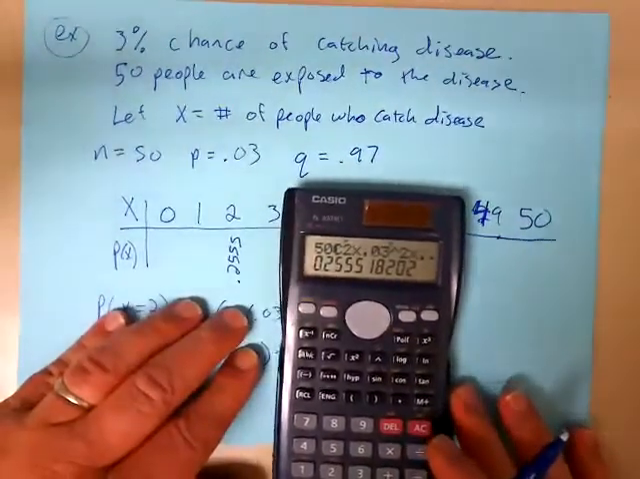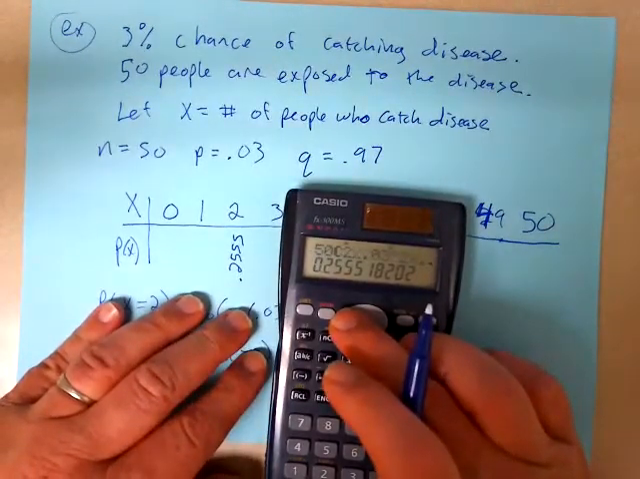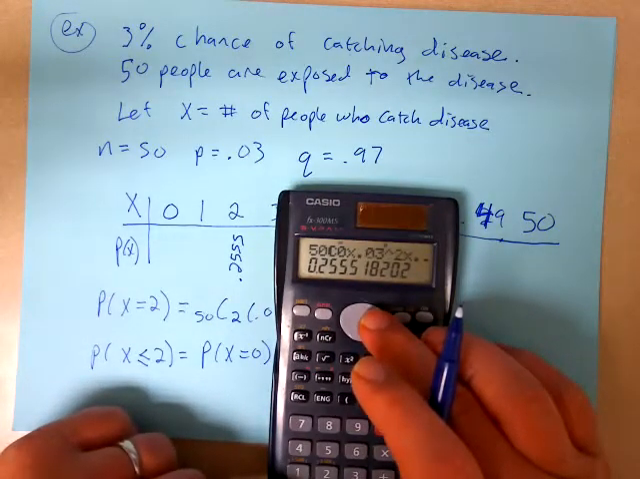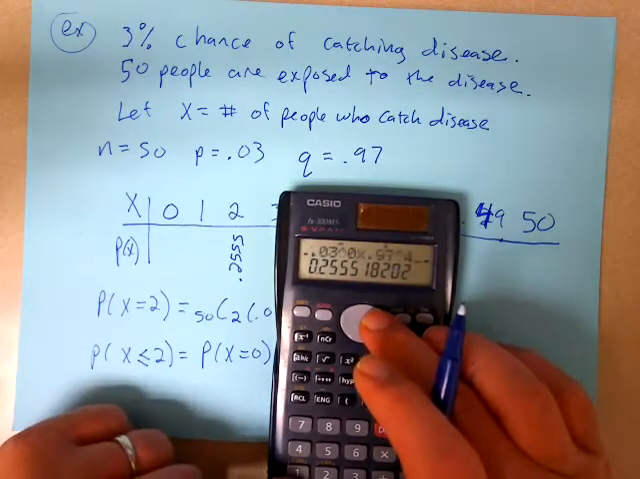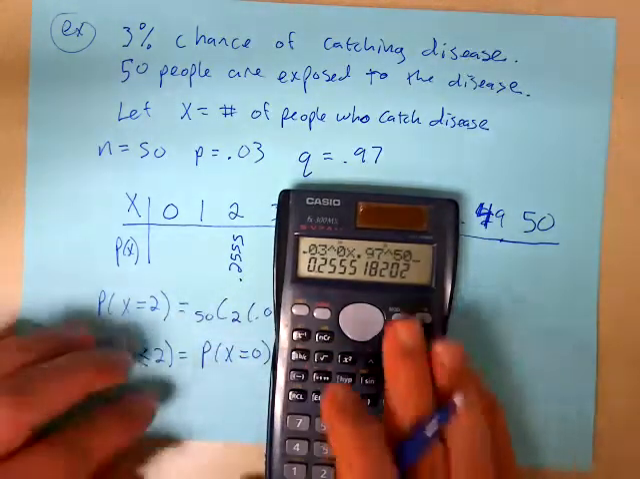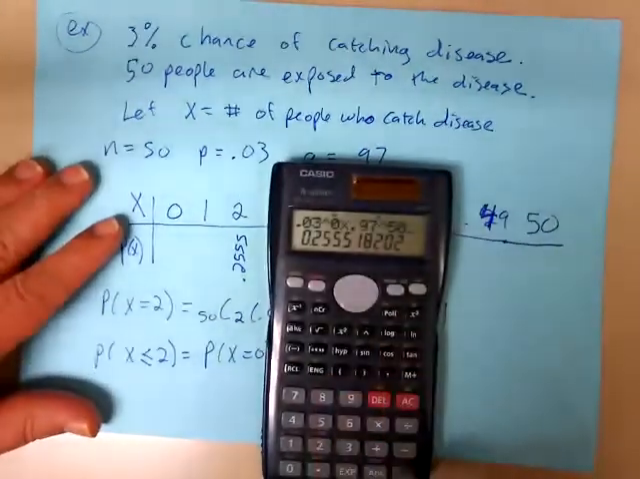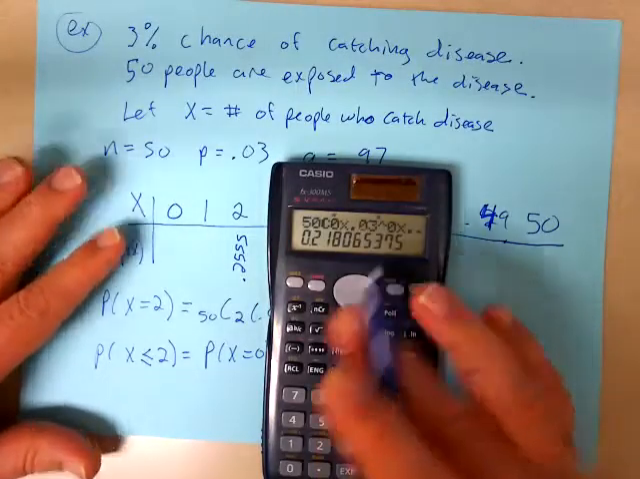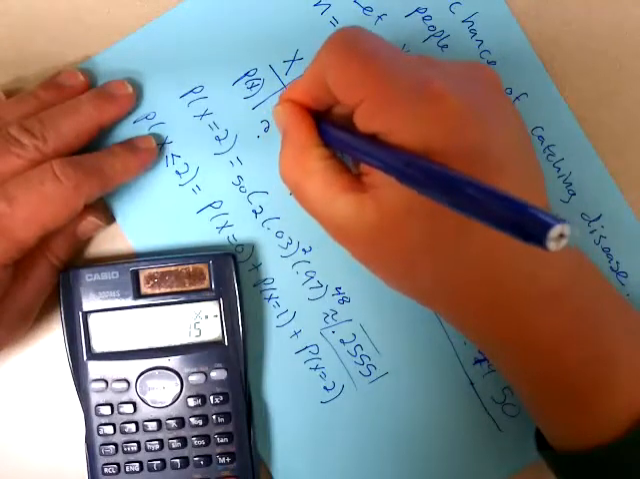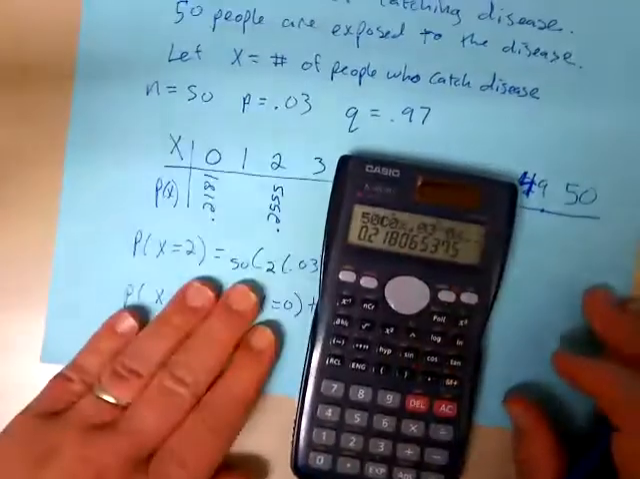Okay, so what I would do, you don't have to write this out every time. I would take your calculator and just go back. I have the thing for 2 in there. So I could go back and I could say 50 choose 0, 0.03 to the 0, and then 0.97 to the 50th. So you have to change those 3 things. You have to change this, this, and that. And then I could hit equals. And this would be the probability that nobody catches the disease. So 0.2181 if I round to 4 decimal places. And then I would write it in the table.